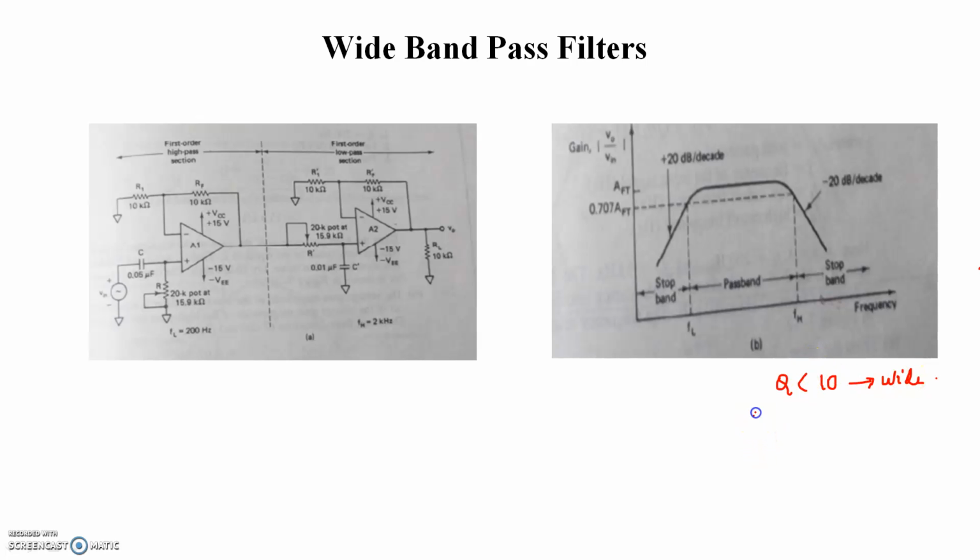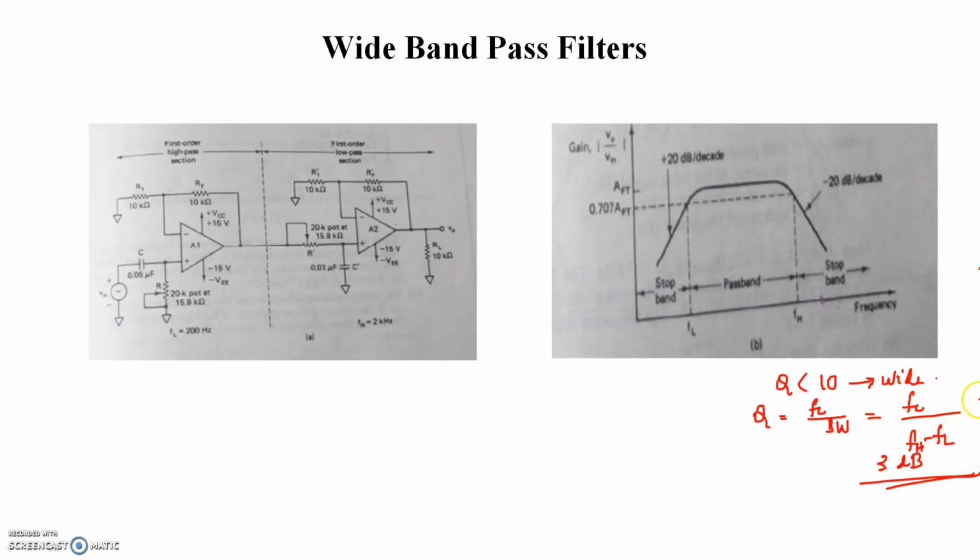The quality factor or figure of merit is defined as Q equal to FC divided by BW, where BW is the bandwidth, that is equal to FH minus FL. If this quantity is less than 10, we can say the bandpass filter is a wide bandpass filter, otherwise it is a narrow bandpass filter. This relation is defined for the lower 3 dB frequency.